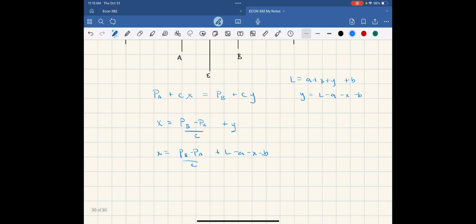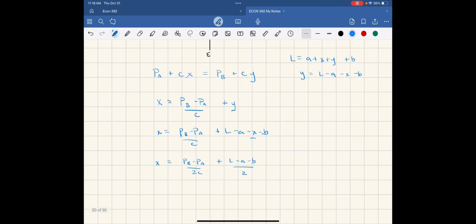And now we have an X on that side, right here. So let's go ahead and bring it to the other side. So we get X is equal to (PB minus PA) over 2C plus (L minus A minus B) over 2. Right, so that is the quantity of X.